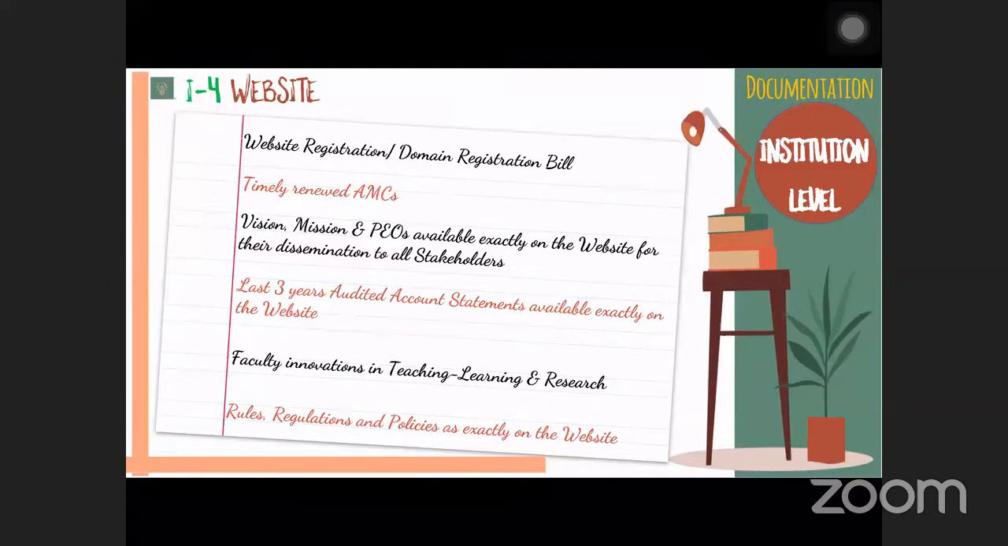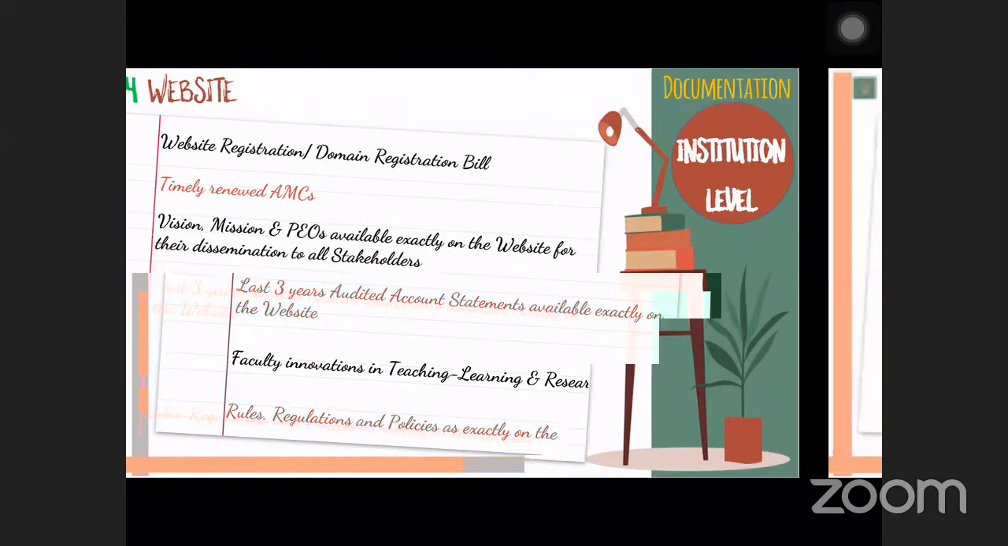Then vision, mission, and program educational objectives which are available on the website should be exactly printed and should be available here as evidence. Then the last 3 years audited account statements which are available on the website, a copy of that should go into this particular file. So whatever your website contains, all that information should be available in hard copy documentation form in this particular file.